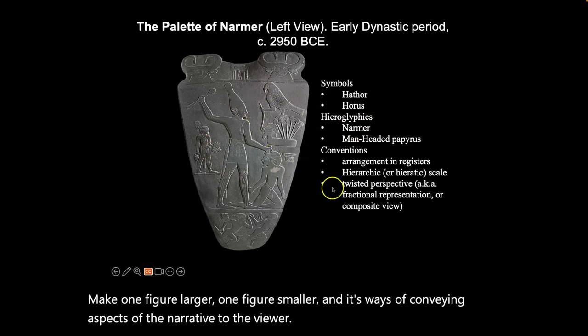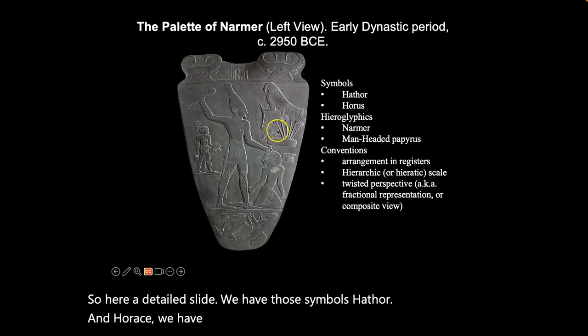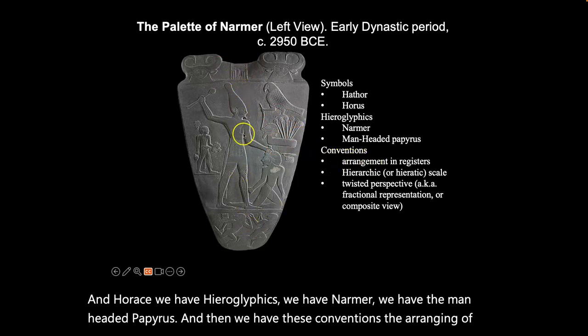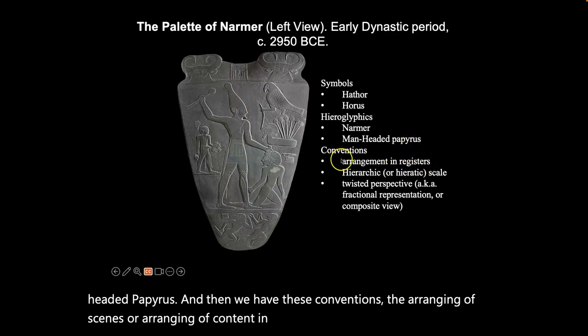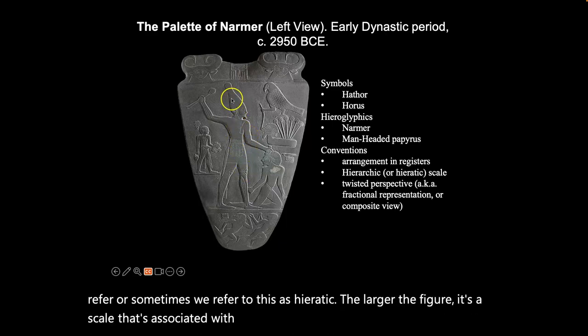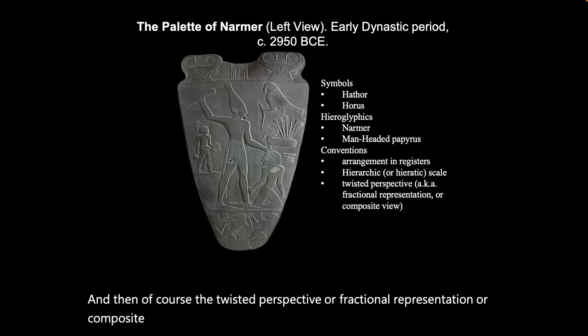So here, a detailed slide, we have those symbols, Hathor and Horus. We have hieroglyphics. We have Narmer. We have the man-headed papyrus. And then we have these conventions, the arranging of scenes or arranging of content in registers. The hierarchic, or sometimes we refer to this as hieratic. The larger the figure, it's a scale that's associated with its hierarchy of scale. The largest figures are most important. And then, of course, the twisted perspective or fractional representation or composite view if we see it in a scene.